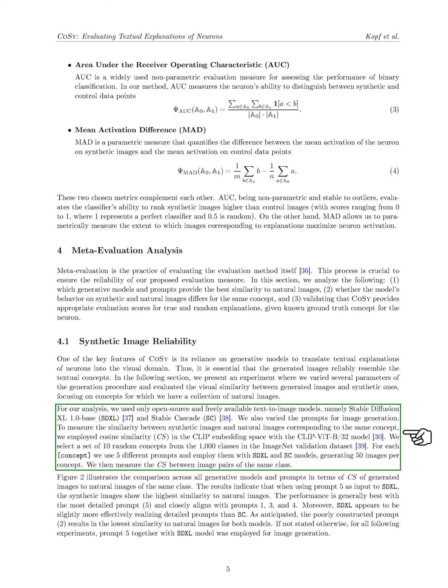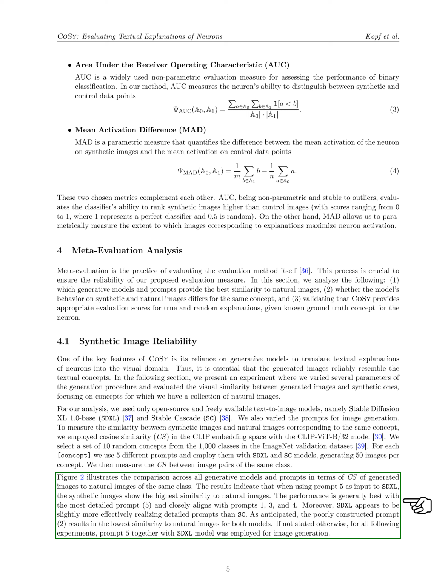We used open-source text-to-image models like SDXL and SC, along with different prompts for image generation. To measure similarity, we used cosine similarity in the CLIP embedding space with the CLIP ViT-B/32 model. We selected 10 random concepts from the ImageNet dataset and generated 50 images per concept using different prompts with SDXL and SC models. The comparison showed that using prompt 5 with SDXL resulted in the highest similarity to natural images, especially with detailed prompts.